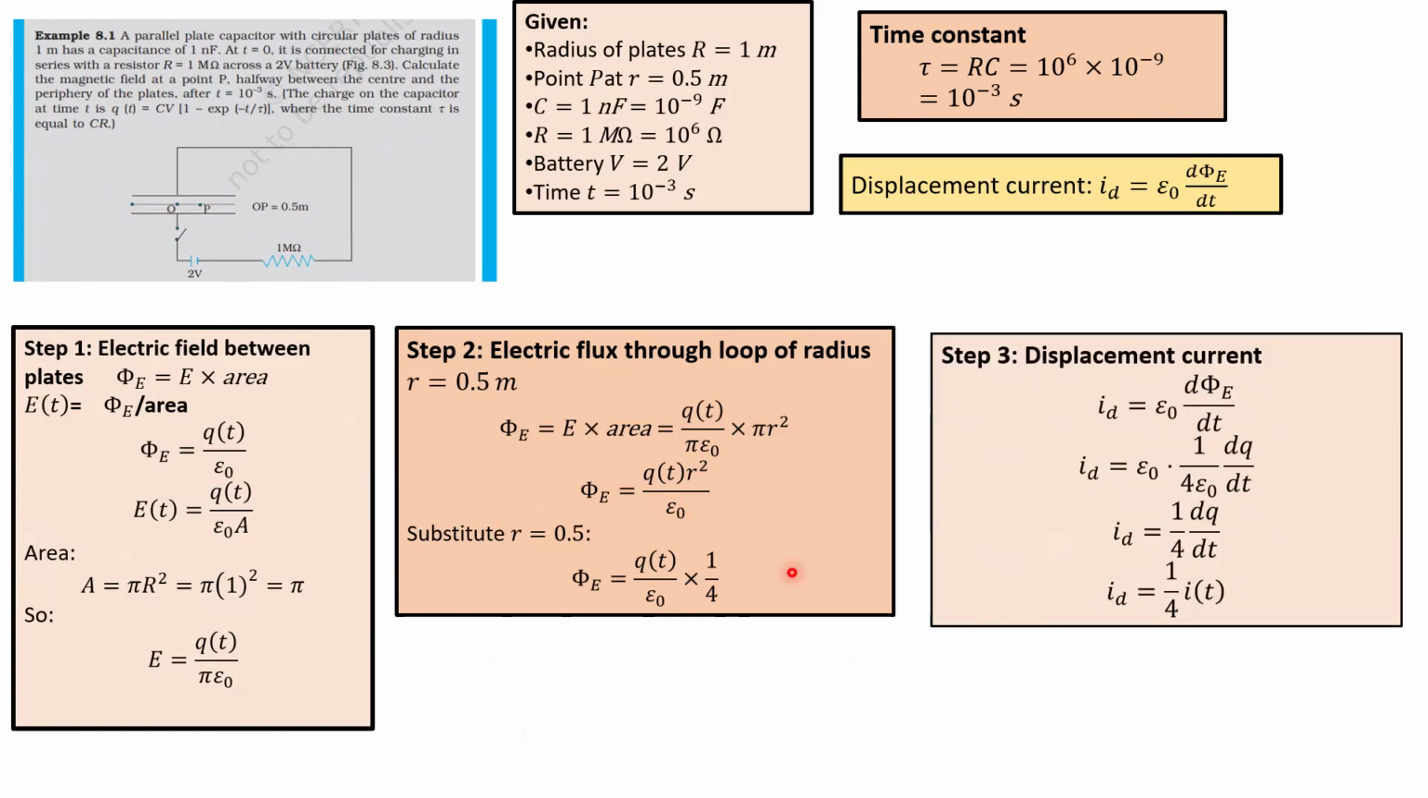Next, displacement current is epsilon 0 d phi E by dt. So, differentiate with respect to t. What happens? dq by dt into 1 by 4 epsilon naught, that is 1 by 4 times epsilon naught dq by dt. Epsilon naught gets cancelled, so id becomes 1 by 4 dq by dt. Rate of change of charge equals current.